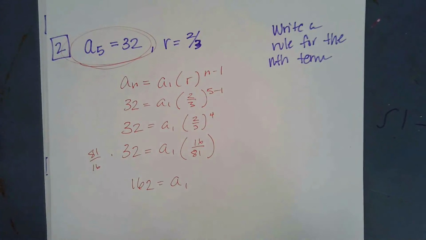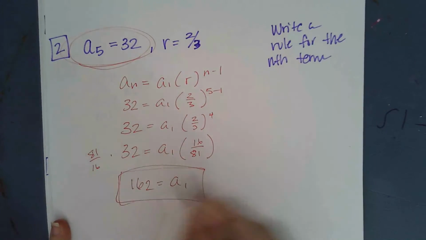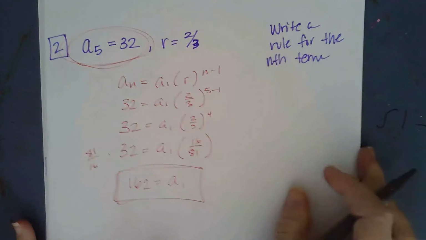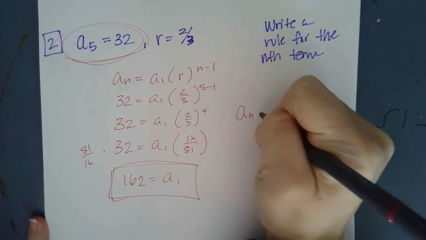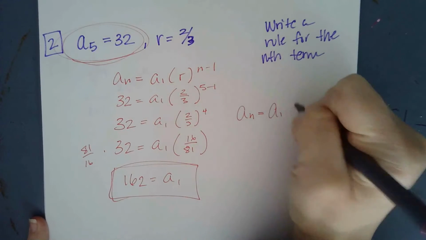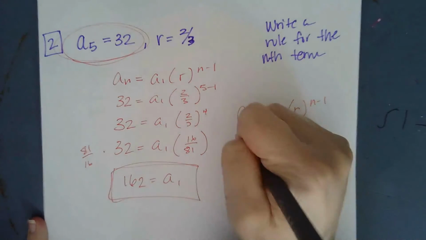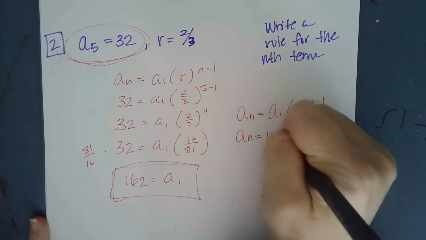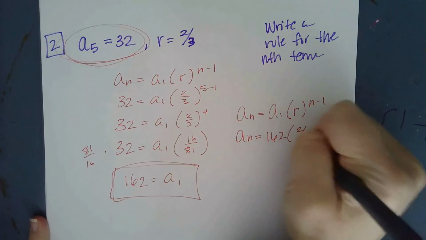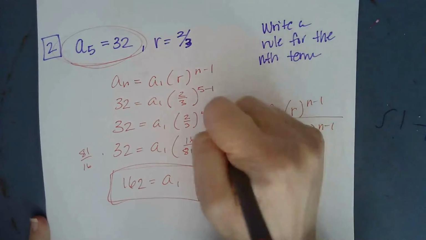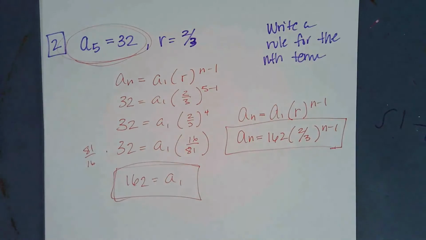All right, so how that's helpful is now we know our first term. We already knew our common ratio from what we were given in the problem. So now we can write our equation. So we start with our general equation. We plug in what we know. So we're going to plug in 162. We're going to plug in 2/3. And this would be our formula, or our nth term rule. All right, let's do a couple more.